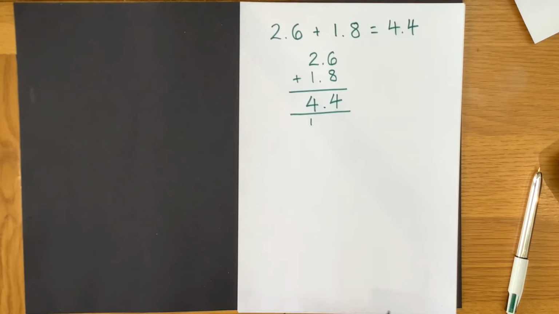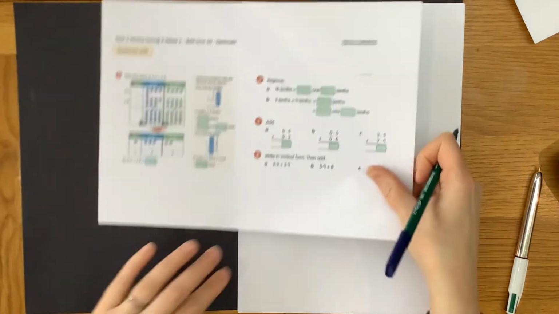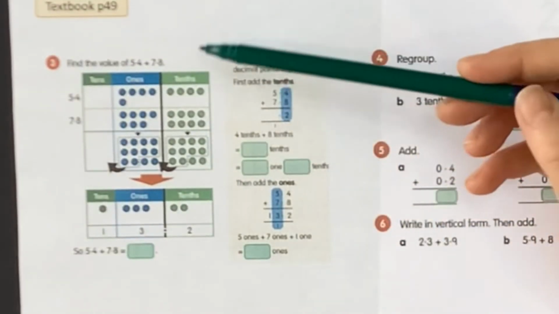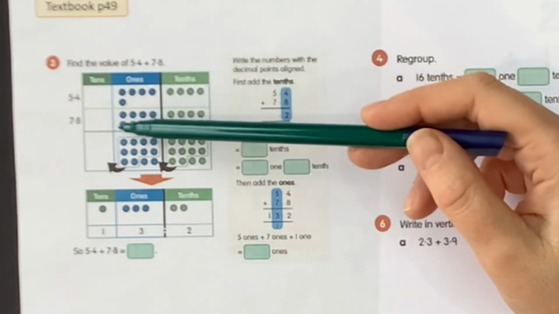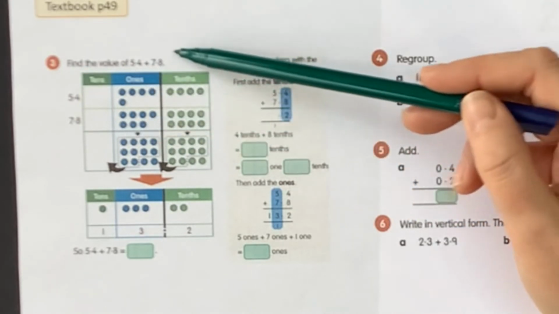Okay, moving on then. What about if we need to do more than one exchange? Here is the example for you, 5.4 and 7.8. So what's happened here is exactly what would happen if we had a whole number.